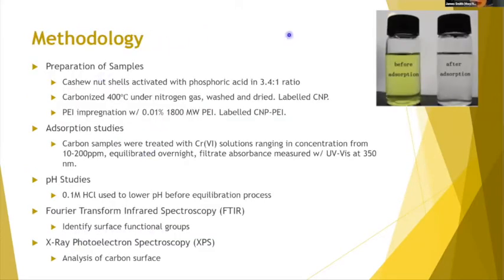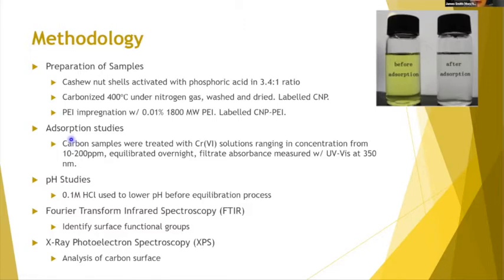So the way that we looked at this in the lab is that we took cashew nut shells and activated them with phosphoric acid. We carbonized them at 400 degrees Celsius under nitrogen gas and labeled them CNP. CNP stands for cashew nut and phosphoric acid. Then some of our samples had PEI impregnation. PEI is polyethylenimine, and those were labeled CNP-PEI.